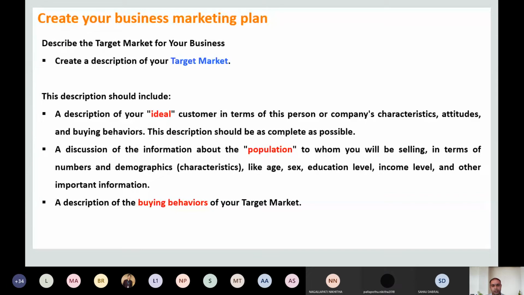Then you are going to decide about the population. When I say population here, I mean what group of the population will be buying your product, how many people will buy it, and to whom you are going to sell it. What will be the age group, in which demographics you will have very good sales, what will be the sex of the people, male or female, what will be the education level of the people who buy the product, and what will be the income level of your customers. These are important discussions you should have.